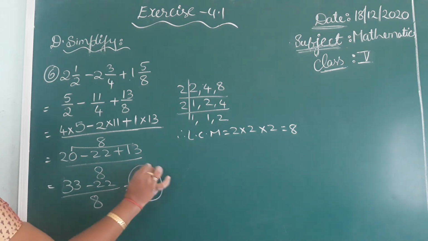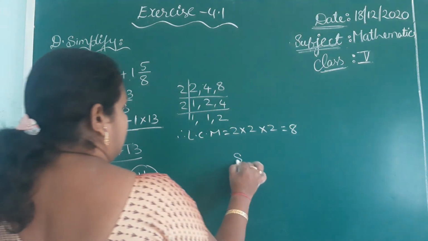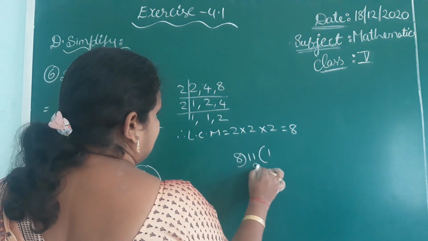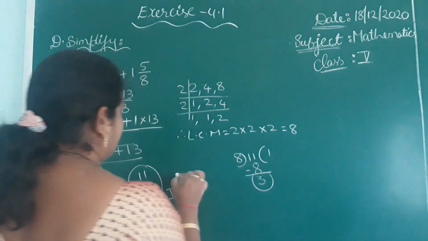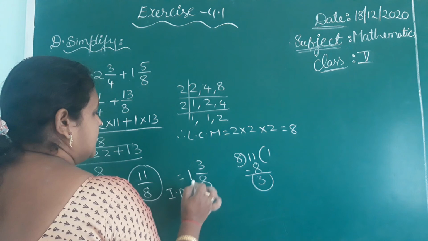What type of fraction is it? It is an improper fraction. Now you have to convert this improper fraction into mixed. 8 divides 11, 8 once is 8, remainder 3. 1 3 by 8 is the answer.